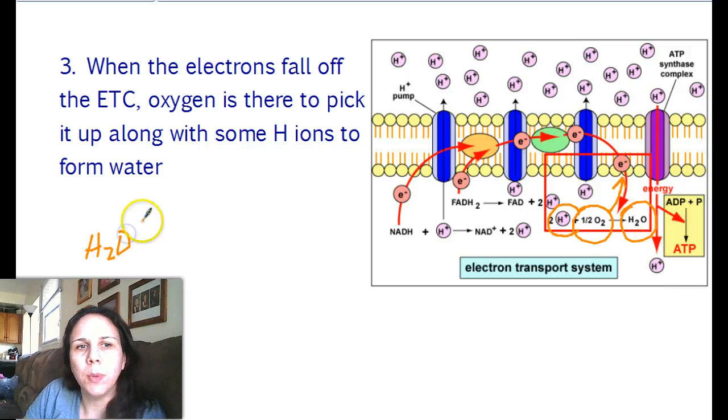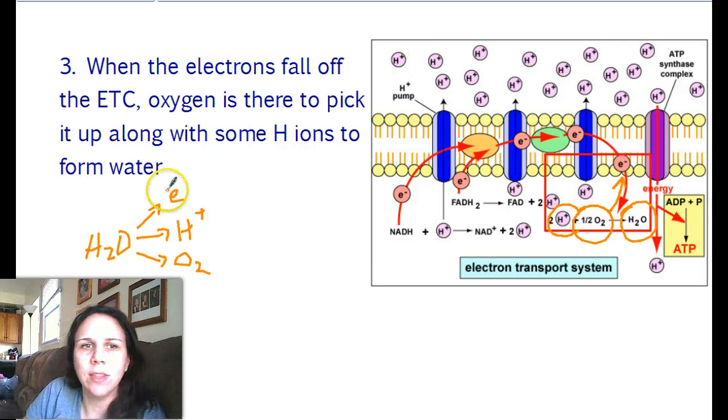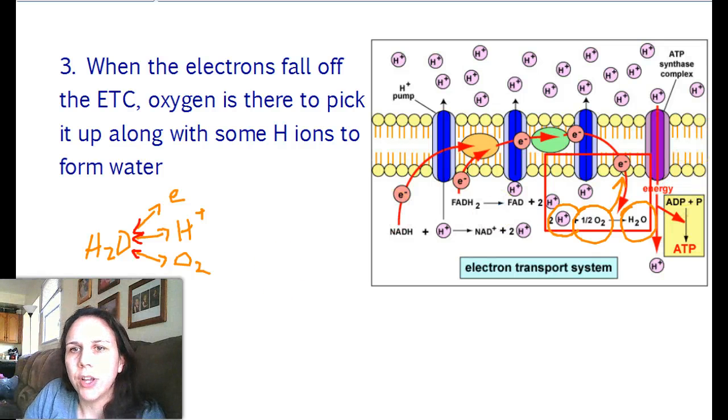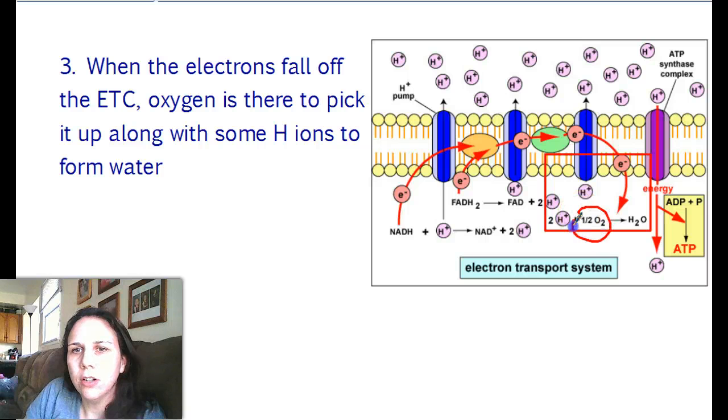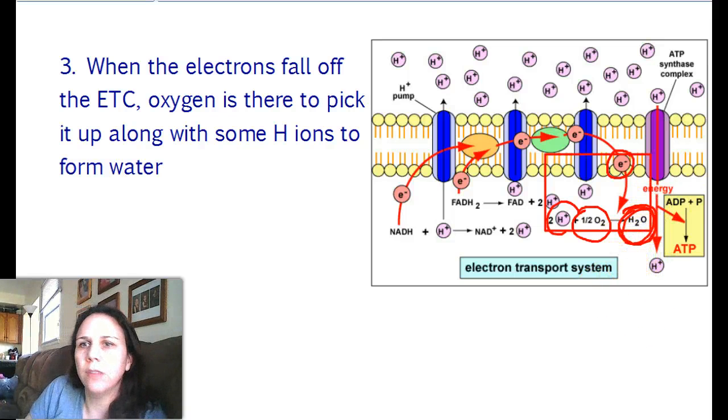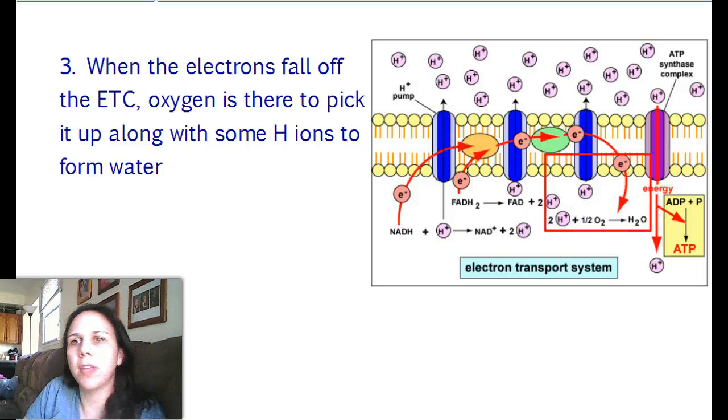Because water, if you remember, split into electrons, hydrogen ions, and oxygen last time. Well, now what are we doing? We're just taking the electrons, the hydrogen ions, and the oxygen, and we're squishing them back into water. I think that's cool. So oxygen is there to be the electron catcher, and then he grabs onto some hydrogen ions, and the three of them together make water. And that's why we pee.